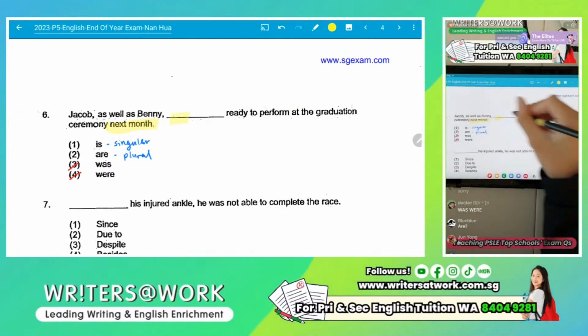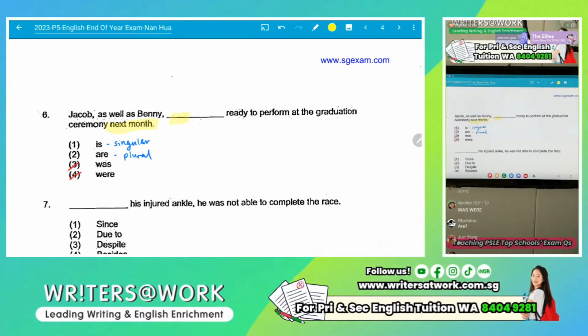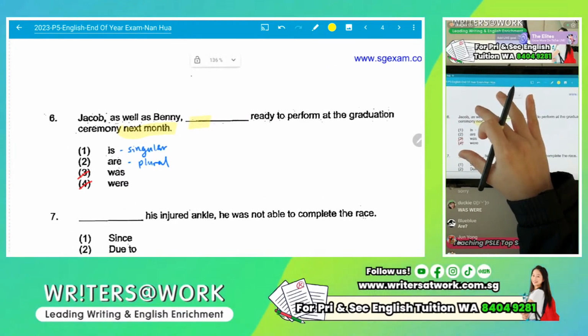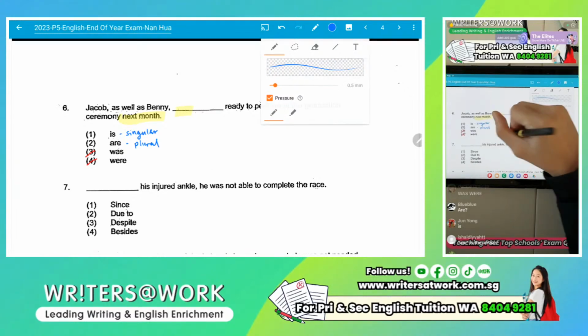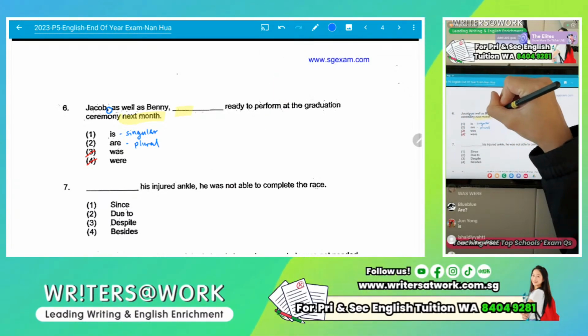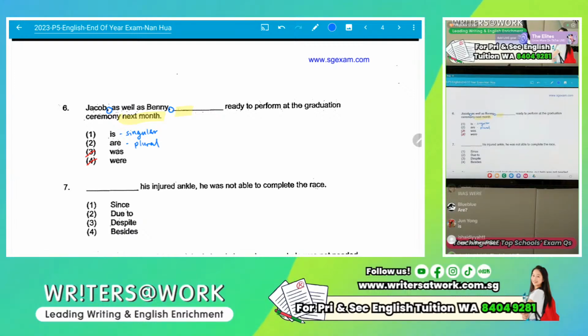Our subject is Jacob as well as Benny. However, what comes right after the word Jacob? What mark do we see? Okay, Jin Yong has an answer in, and Isha has an answer in as well. Blue and Ducky also are joining in. Okay, so it seems to have a mix of both singular and plural subjects. Right after Jacob, we see a punctuation mark that we recognize very well. It is the comma. Okay, and as well as Benny is followed by another comma, right?